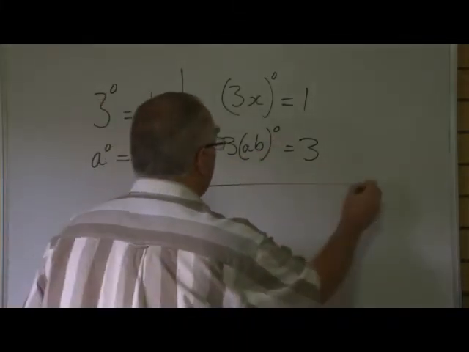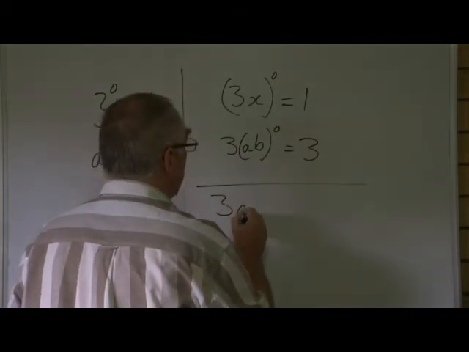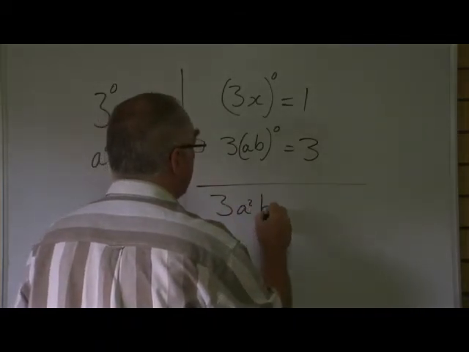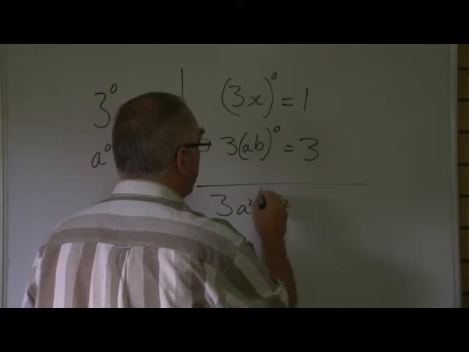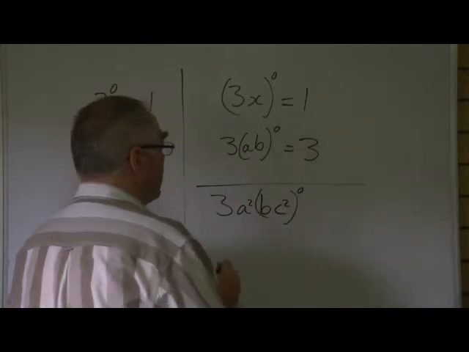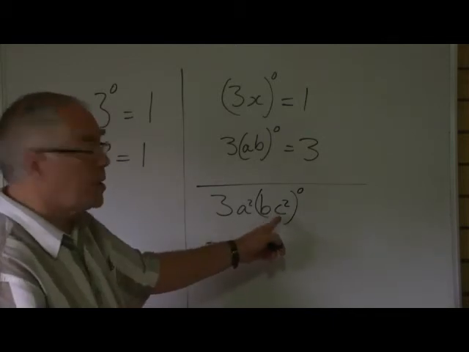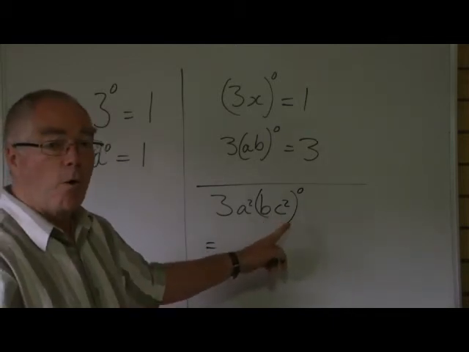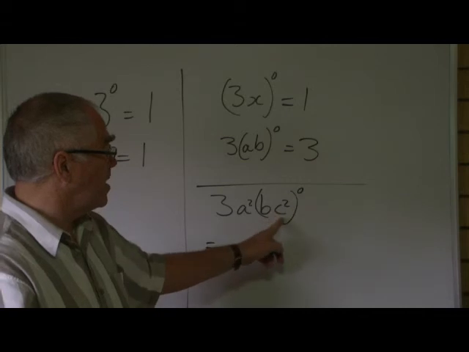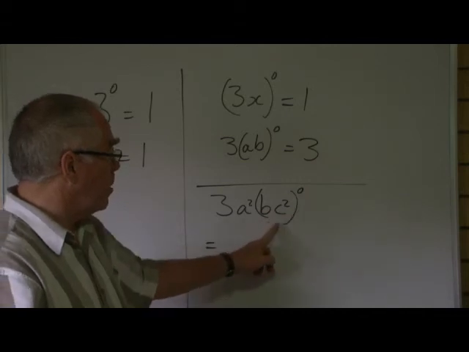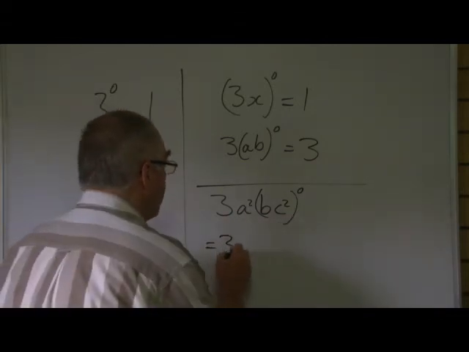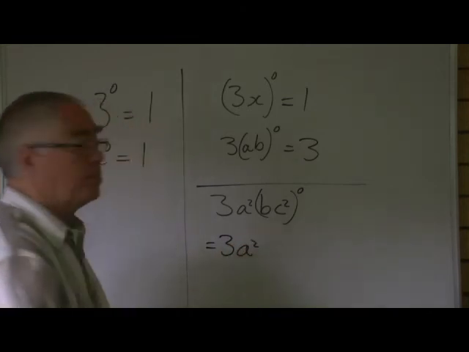So if I have 3a squared (bc squared) and all of that's to the 0, then our answer for this one is, well, bc squared all to the power of 0, as long as this doesn't equal 0, this is going to be 1, and that's going to leave this as 3a squared. That's it.